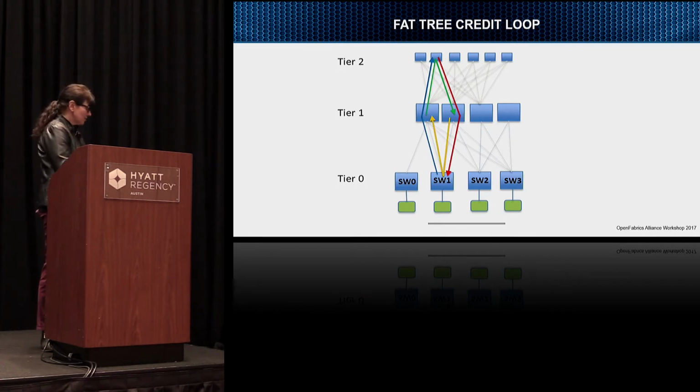This can also manifest in a fat tree, where you might have traffic going up and down here and forming another type of deadlock situation, the same type of deadlock.